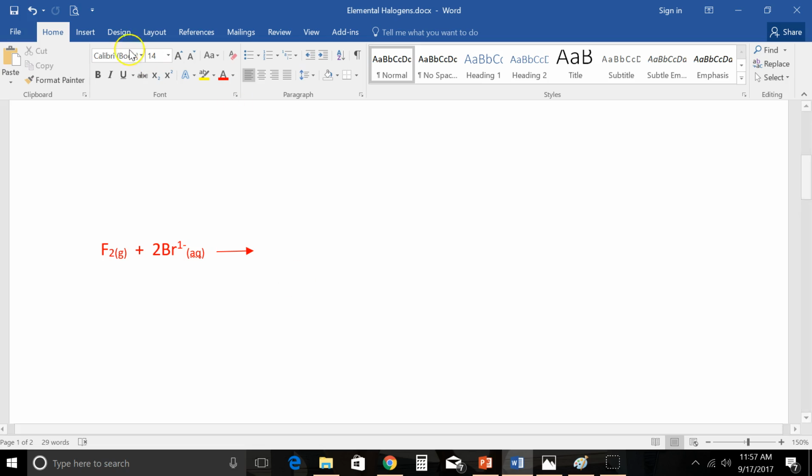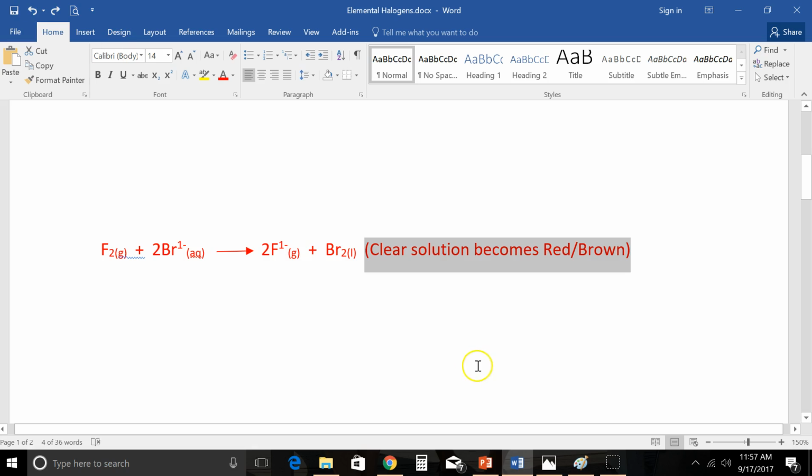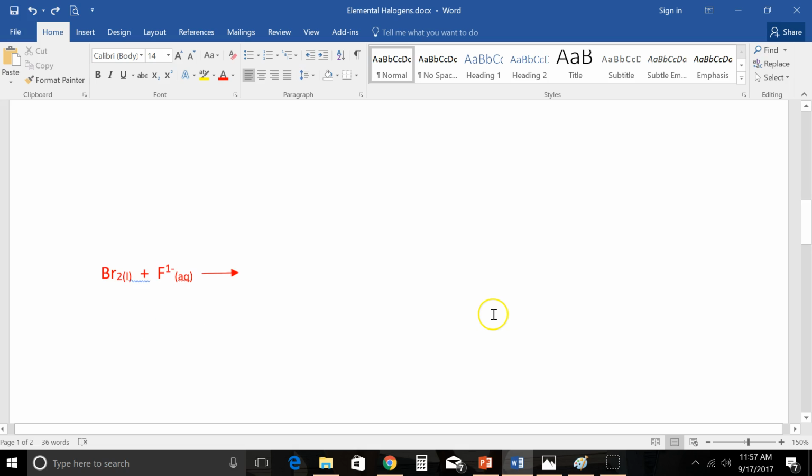All right, so first of all, fluorine is more reactive than bromine, so we will indeed see a reaction. So fluorine atoms will replace bromide ions by becoming ions themselves. That should say aqueous. And that'll form bromine liquid. Now, when we perform that reaction, because we're forming elemental bromine, what we will expect to see is a clear solution becoming reddish or brown.